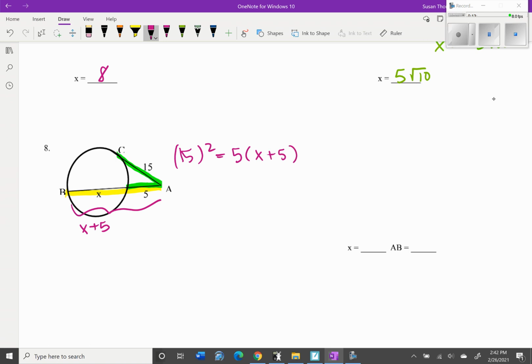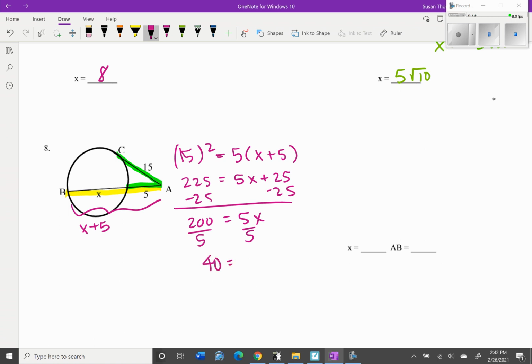So 15 squared is 225, which is equal to 5x plus 25. So subtract 25. We get 200 is equal to 5x. Divide by 5, and x is equal to 40.